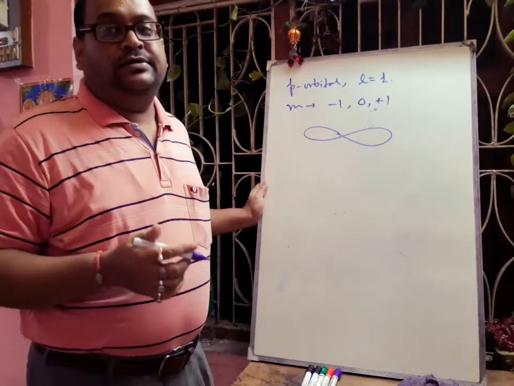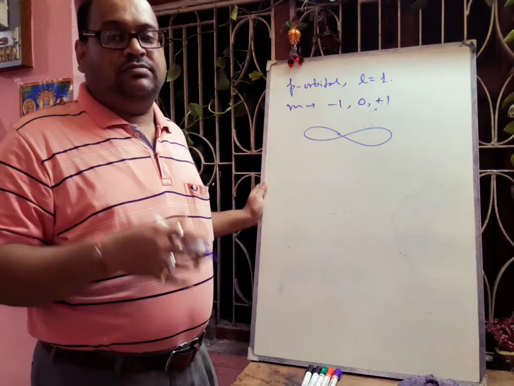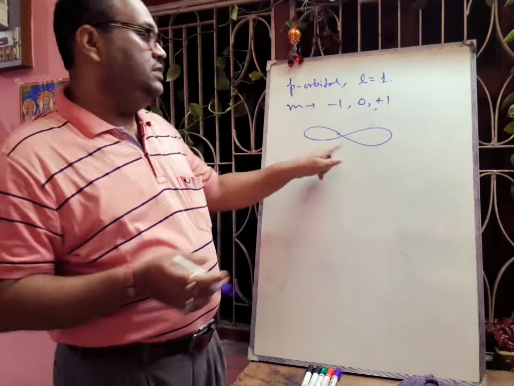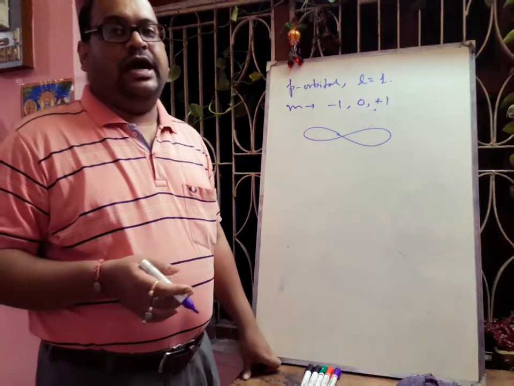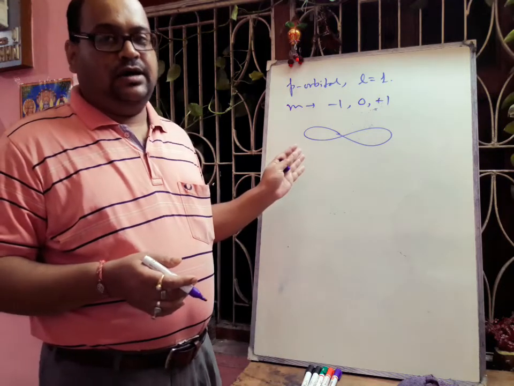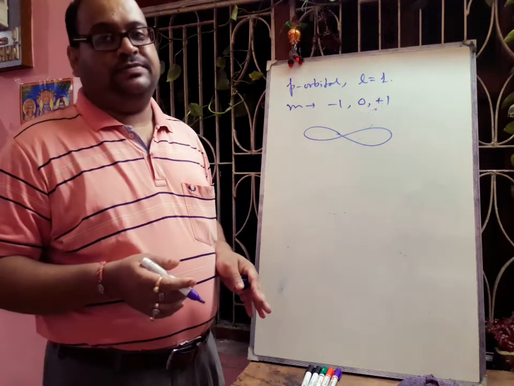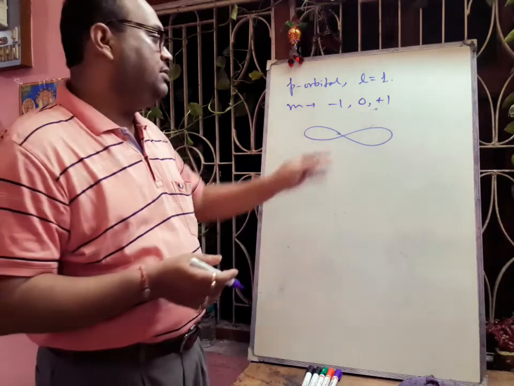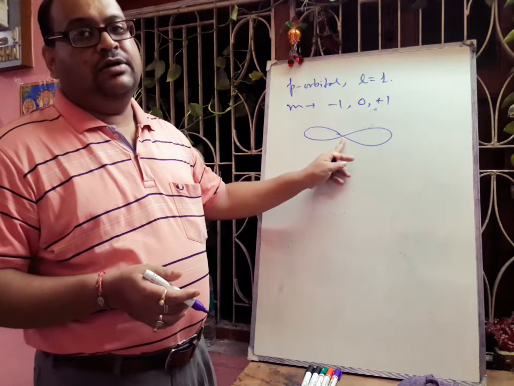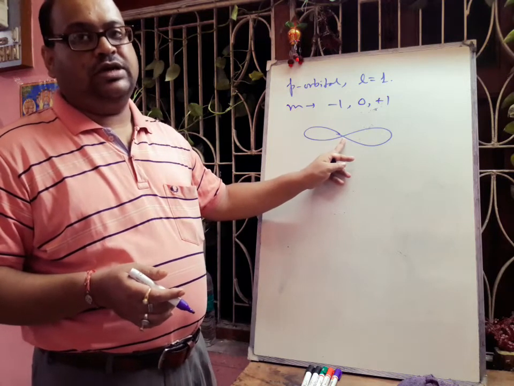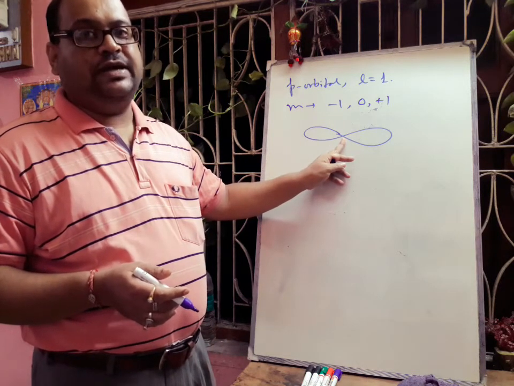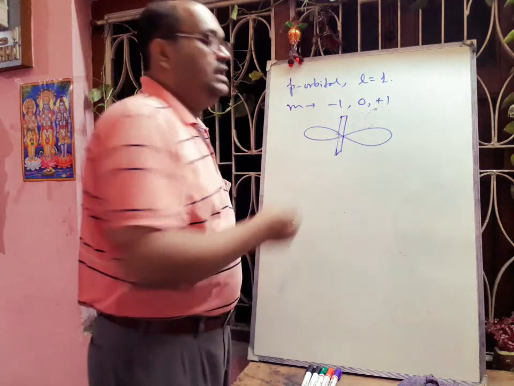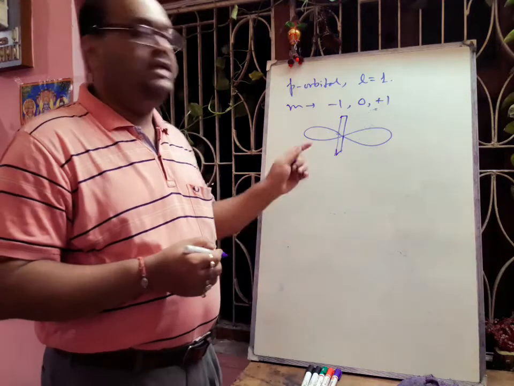On each side of the nucleus there will be a lobe. Suppose this is the nucleus, here two lobes are there, and this shape of the p orbital is called dumbbell shaped, and it has a particular direction. If we think about the probability of finding an electron here, that will be 0. That is called a node. Both lobes are separated by a nodal plane. If we draw one plane, here the probability of finding an electron will be 0. So this plane is called a nodal plane.